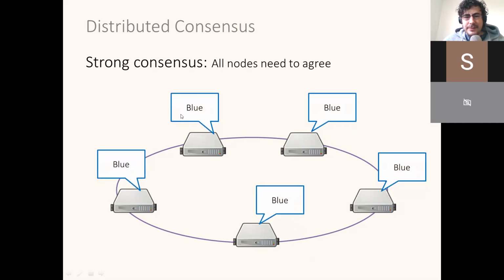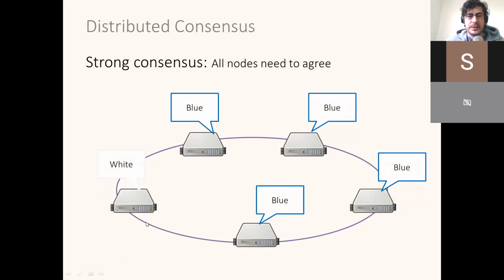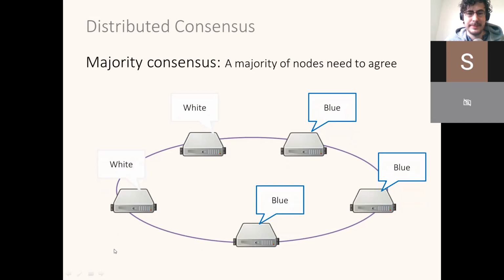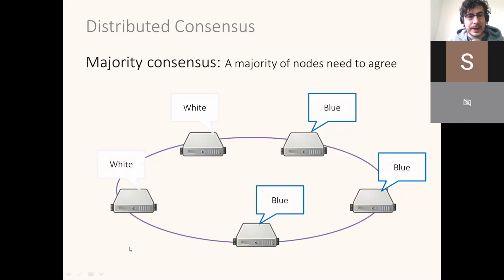So we would only have that if all the nodes agree. Okay, so in this case, there's consensus. If we are applying strong consensus and we find that one of the nodes says white, then there's no consensus. Okay. So again, we don't actually have an external notion of truth here. It's just we have to look at the responses and decide whether or not there is consensus. Which is to say that if all of the nodes said white, there would be consensus.